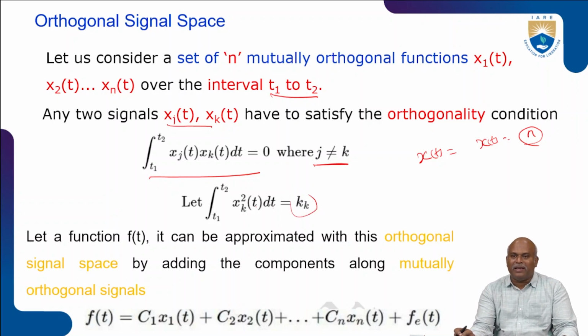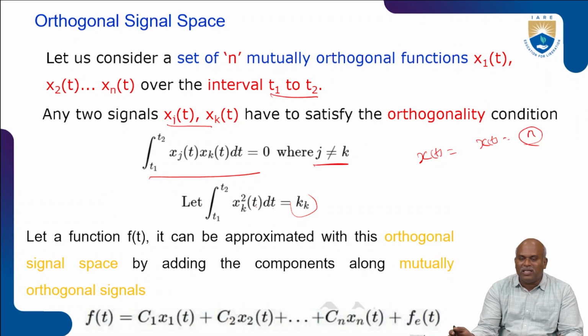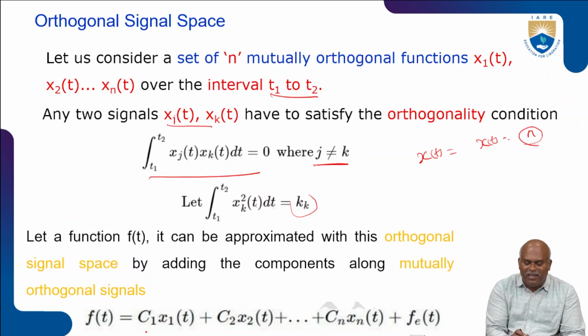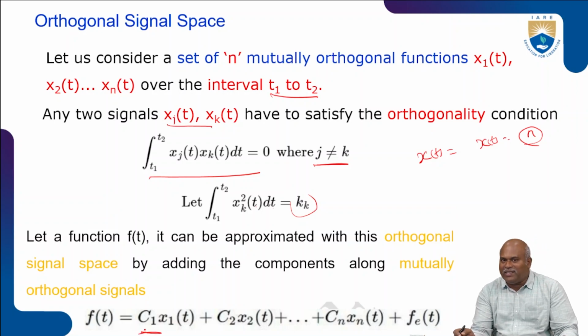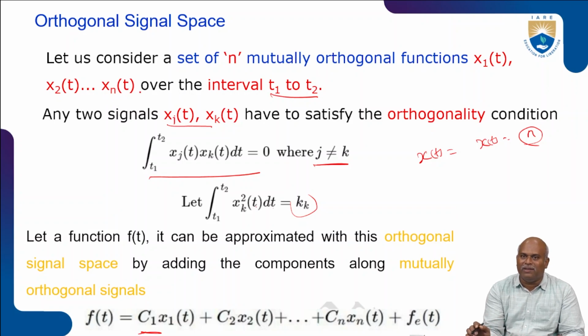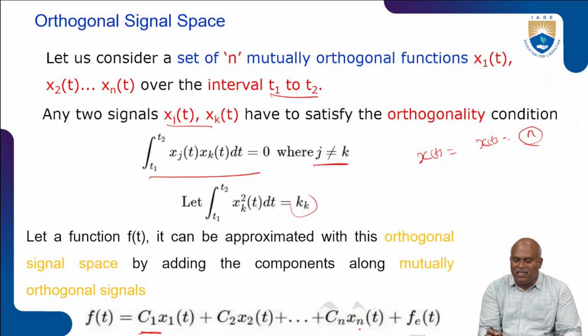Let the function f of t be approximated within the orthogonal signal space by adding the components along mutually orthogonal signals. Now, we write f of t as equal to the signal coefficient c1 x1 of t plus c2 x2 of t, up to the n signals into which we divide it, c of n x of n t, plus the error value.